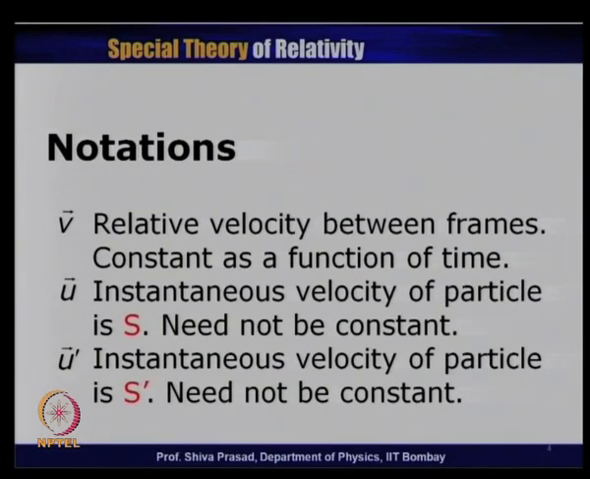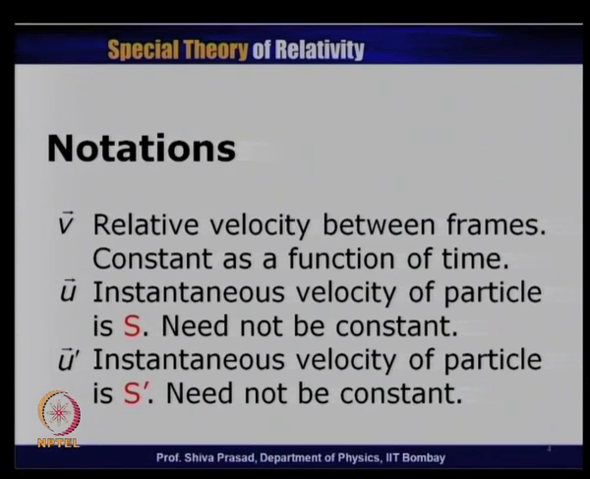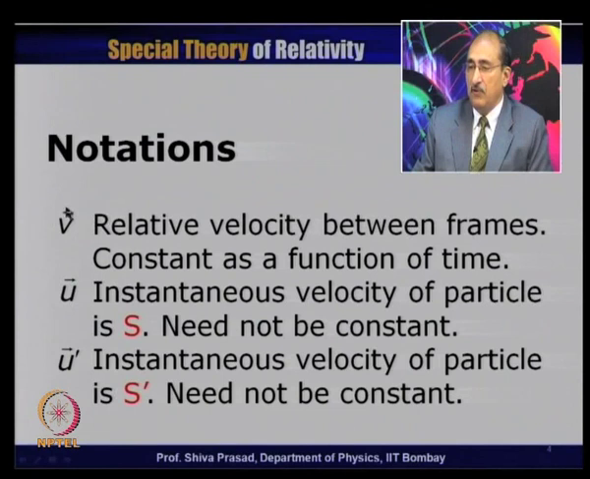Let us put some notations, because these are the things which one has to be very clear about. The symbol V we will reserve for the relative velocity between the frames. Because both the frames are inertial, V has to be constant. It cannot change as a function of time, otherwise at least one of the frames is non-inertial. So, V is constant as a function of time.